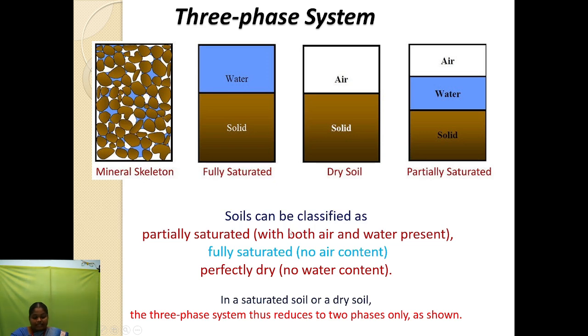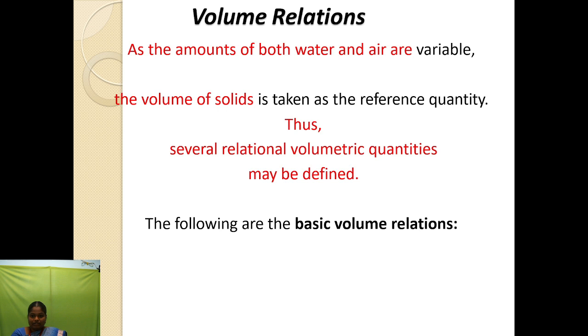However, if we take dry soil, the voids are filled with air only. In the case of perfectly saturated soil, the voids are filled completely with water, otherwise the soil is partially saturated. So in the three-phase diagram, the soil can be classified in this diagrammatic representation, and the volume relation varies as the amounts of both water and air are variable.